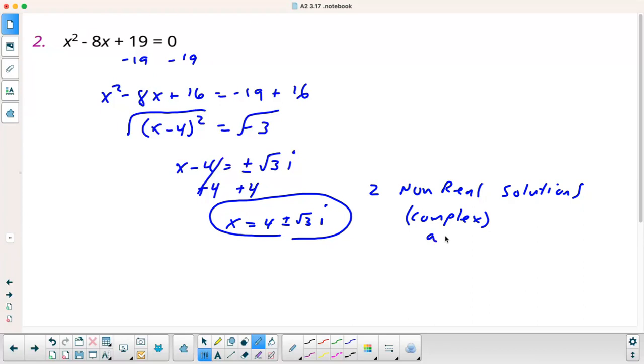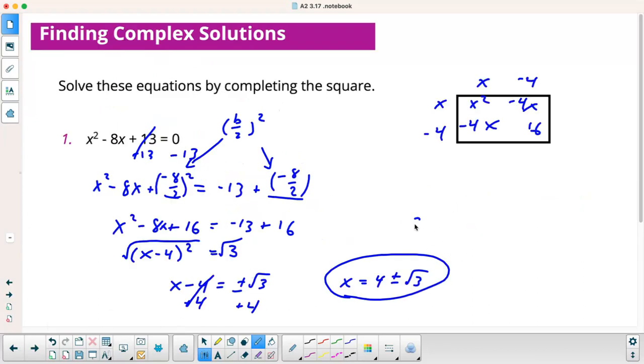Complex, remember we said, is a plus bi. Go back to that last one. I have two real solutions. Okay, they're real numbers. I can type this into my calculator and get a decimal. We just call them irrational because we have that radical that cannot be simplified.